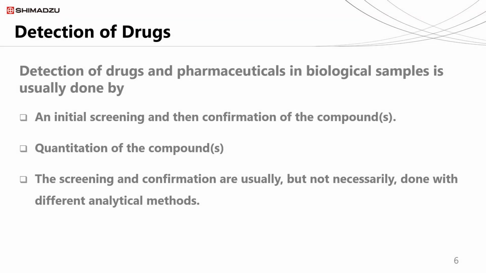Now, the detection of drugs and pharmaceuticals in body fluids is initially done by screening, then confirmation analysis, followed by quantification. Some instruments are capable of screening as well as quantification, but it is not necessarily the same. Sometimes one instrument is capable of doing only screening and one is good for quantification. But sometimes some tools are capable of doing screening, identification, as well as quantification.